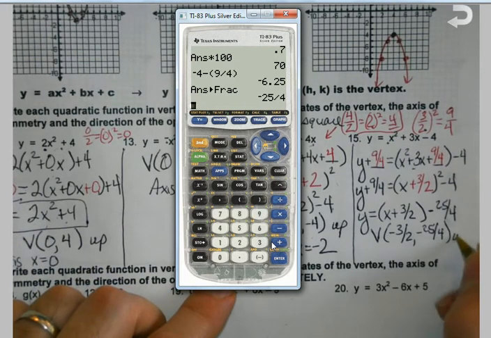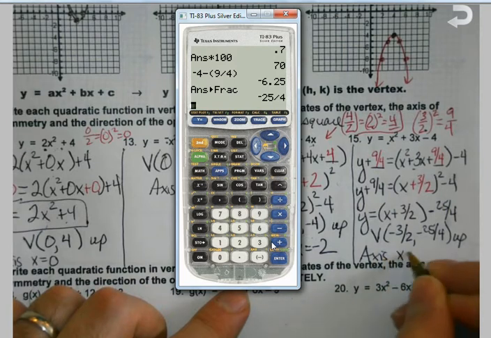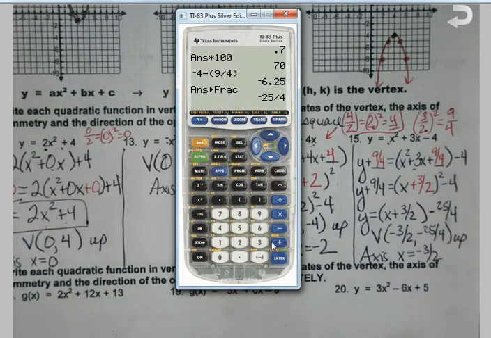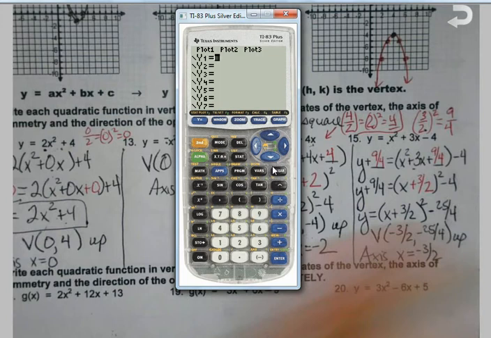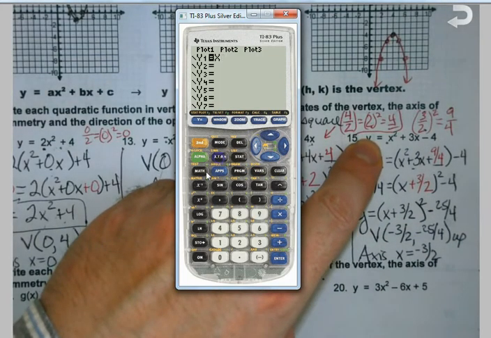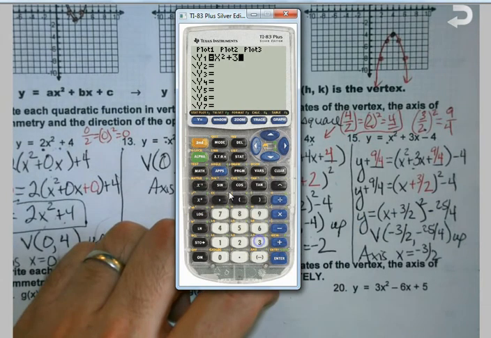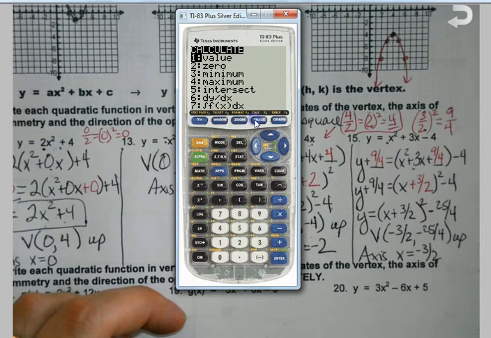My a value is positive, so this guy's going up. My axis of symmetry still works the same way. But how do I know for sure that vertex is right? Let me tell you. If I take either this form or even my original form of my equation, and I type that in and graph it, my vertex is going to be down here. It's a minimum. So I'm going to find the minimum.